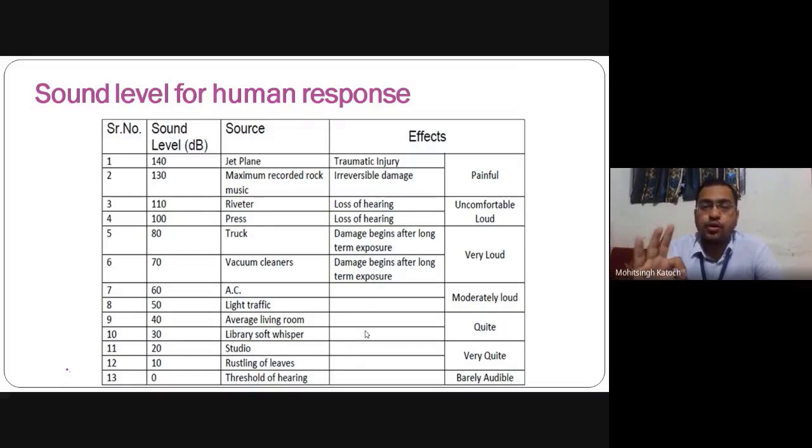The most traumatic injury which can happen in human beings is due to jet planes, jet liners, aircrafts, and they produce a sound level intensity of about 140 decibels. So you can see how irreversible damage and loss of hearing can occur in human beings if we are exposed to high level of noise pollution.